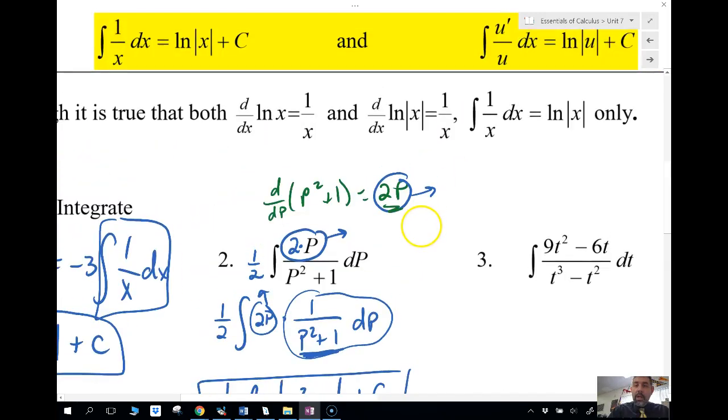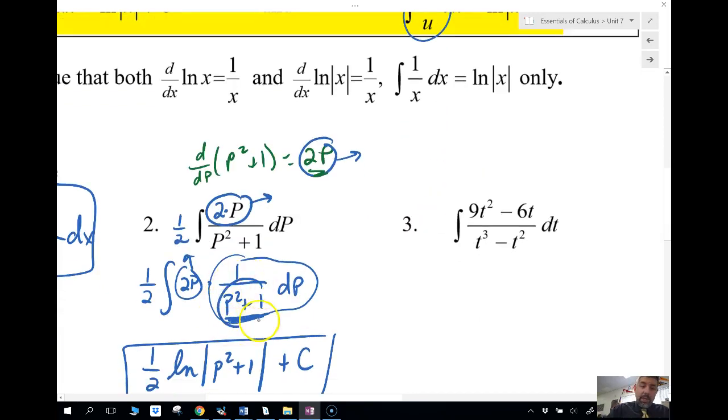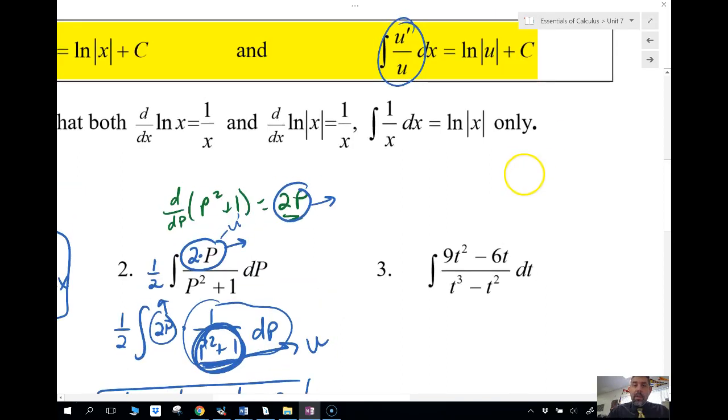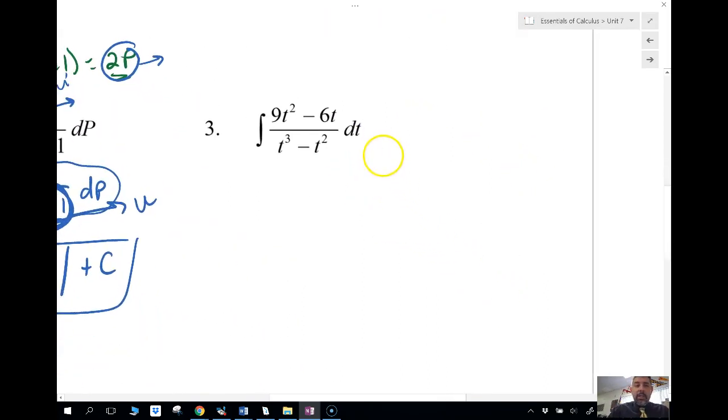Now, if we look up here, this part is u, and this part right here is u prime. So that's how that relates to the reverse chain rule problem. All right, let's take a look at number 3.